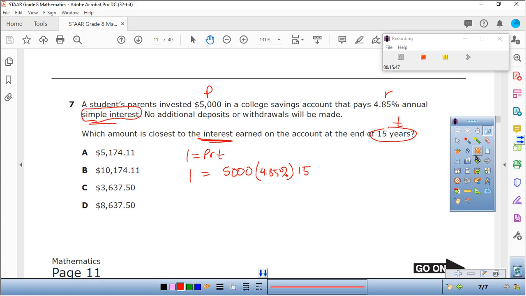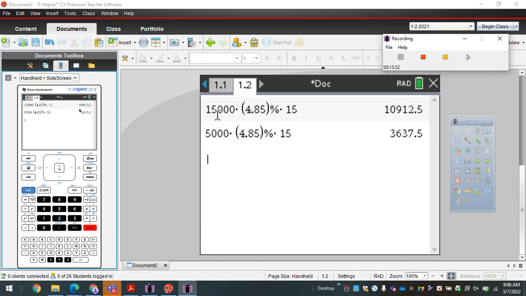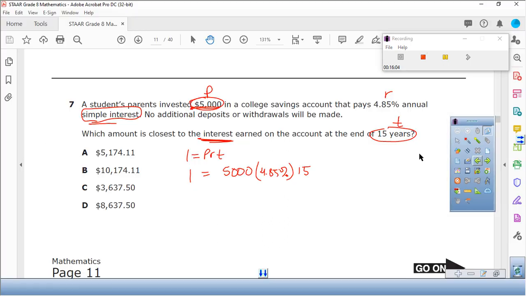Where's the 5? So I actually put 15,000. It should be 5. My bad. Just joking. So the answer, this is the interest only. Remember, I equals interest. So we're going to go 3,637. 3,637. And there it is. I think that's pretty easy.